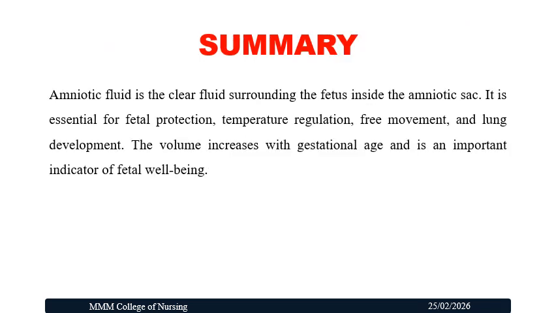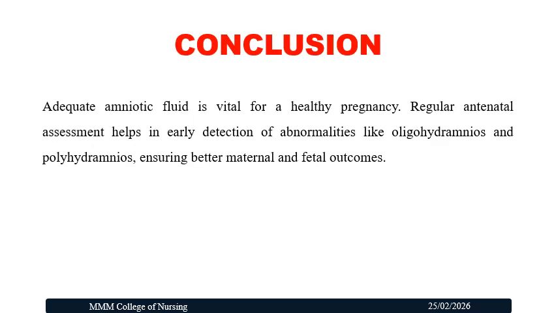Summary: amniotic fluid is the clear fluid surrounding the fetus inside the amniotic sac. It is essential for fetal protection, temperature regulation, free movement, and lung development. The volume increases with gestational age and it is an important indicator of fetal well-being. Conclusion: adequate amniotic fluid is vital for a healthy pregnancy. Regular antenatal assessment helps in early detection of abnormalities like oligohydramnios and polyhydramnios, ensuring better maternal and fetal outcomes.